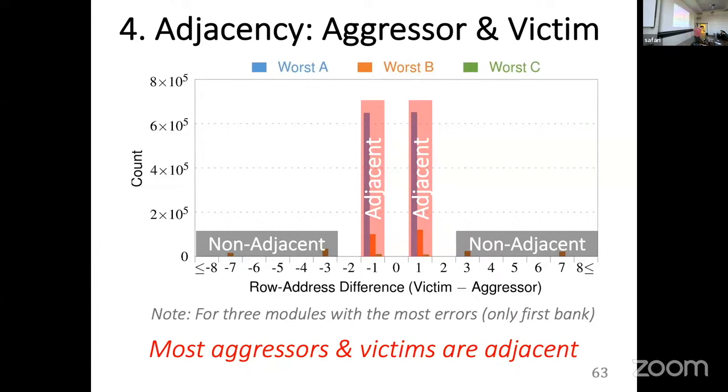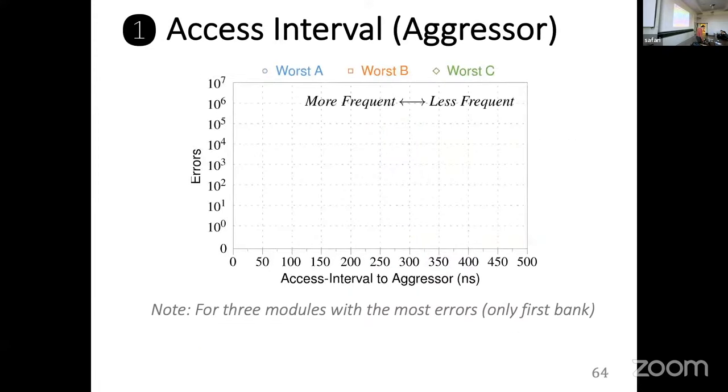Later works did a lot of reverse engineering, and you can reverse engineer this mapping between what the memory controller sees and the internal physical adjacency of the rows. There's a lot of work that did reverse engineering. But from the memory controller's perspective, the bit flips happen in non-adjacent rows as well. So you need to take that into account when you're creating solutions.